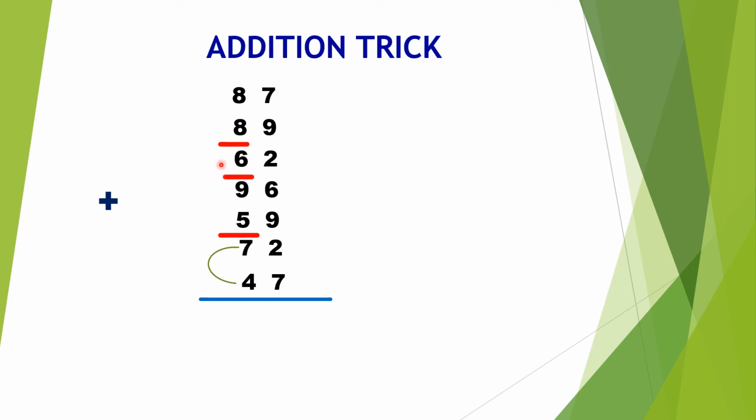5 plus 6 is 11. So 1 bar, keep 1 in your mind. 1 plus 8 is 9. 9 plus 8 is 17. So keep a bar and write 7 over here. Now count how many bars are there. 1, 2, 3, 4. So it is 47. Now we'll move on to the next line.